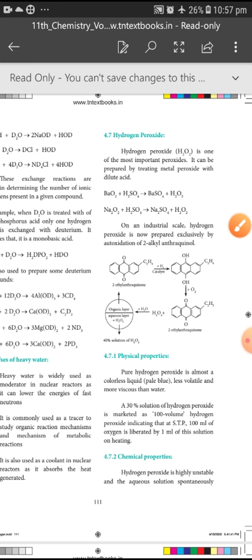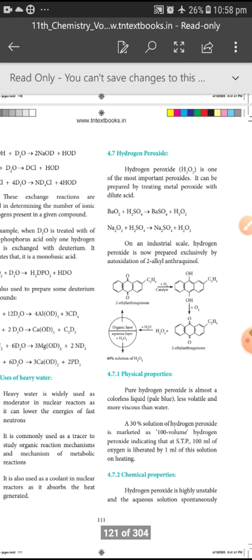On an industrial scale, hydrogen peroxide is prepared exclusively by auto-oxidation of 2-alkyl anthraquinol. Industrially, hydrogen peroxide is prepared from 2-ethyl anthraquinol. See the structure.